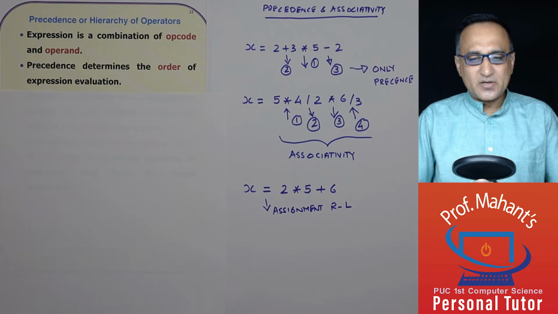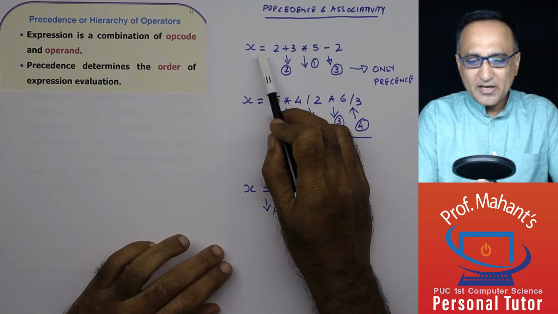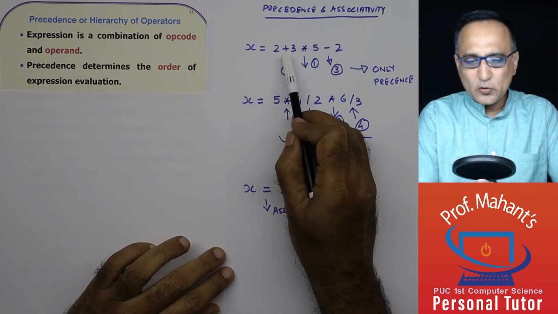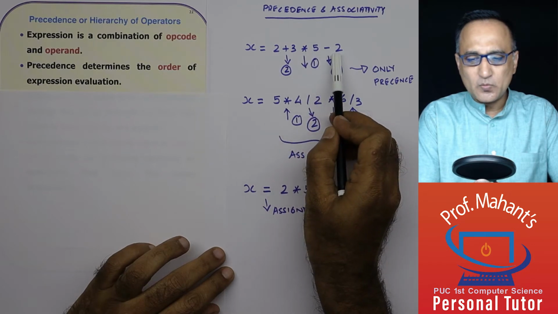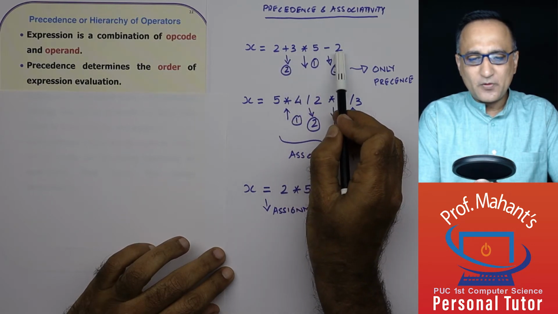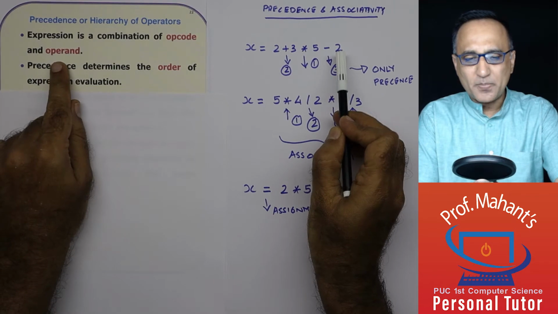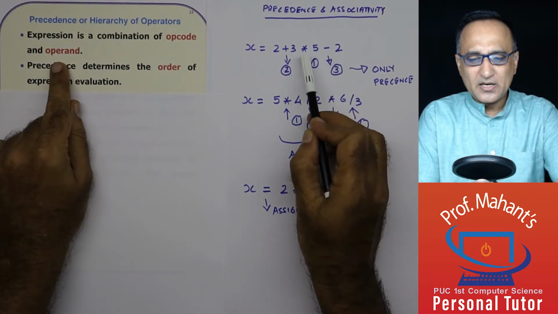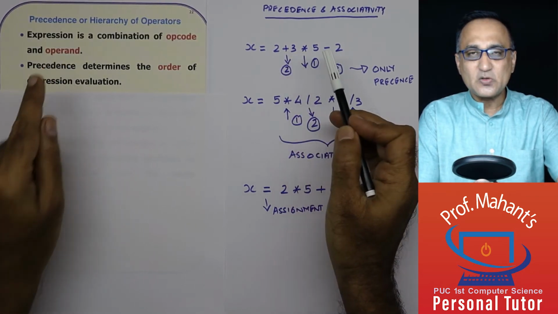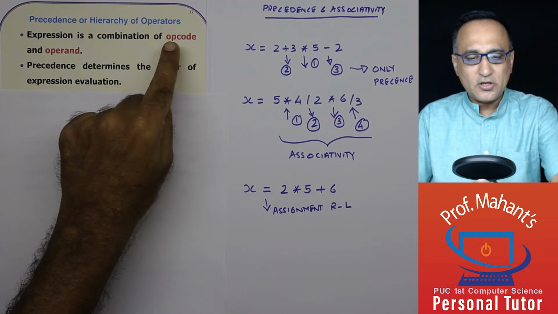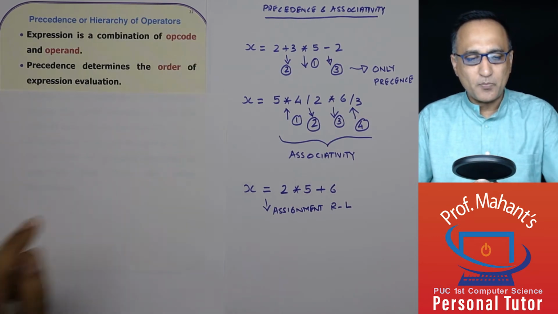First, let's understand what is an expression. If you take a look at this, x is assigned 2 plus 3 into 5 minus 2. 2, 3, 5, 2 are known as the operands. Minus, multiplication and plus are known as the operators or the operation code, short form opcode.